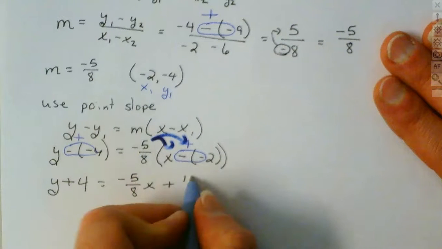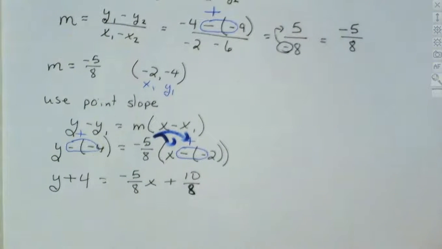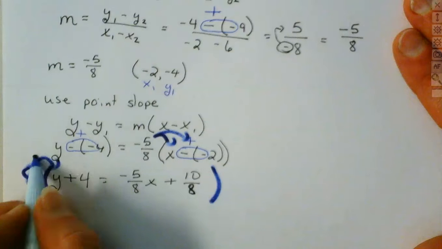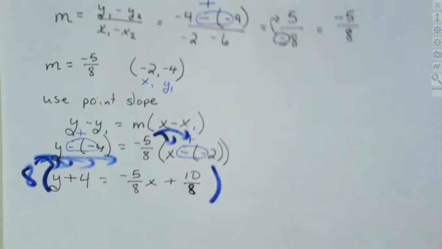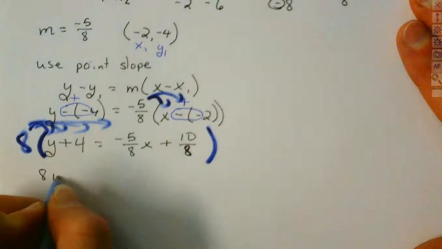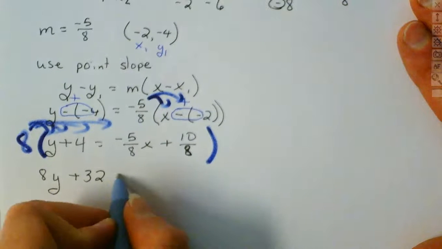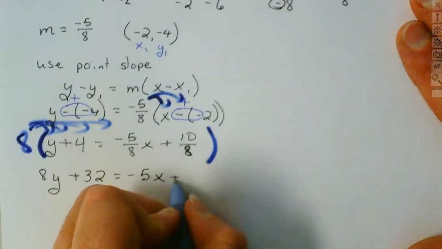5 times 2 is a 10 over 8. And don't worry about reducing it down, because we're going to clear it out in a moment. So don't even reduce, because it's just going to make more work. Now, we cannot have fractions, so we need to get rid of them. So we're going to multiply everything by that 8, and that gives you 8y plus 4 times 8 is a 32. The 8's cancel, leaving you with a minus 5x. The 8's cancel, that leaves you with a 10.